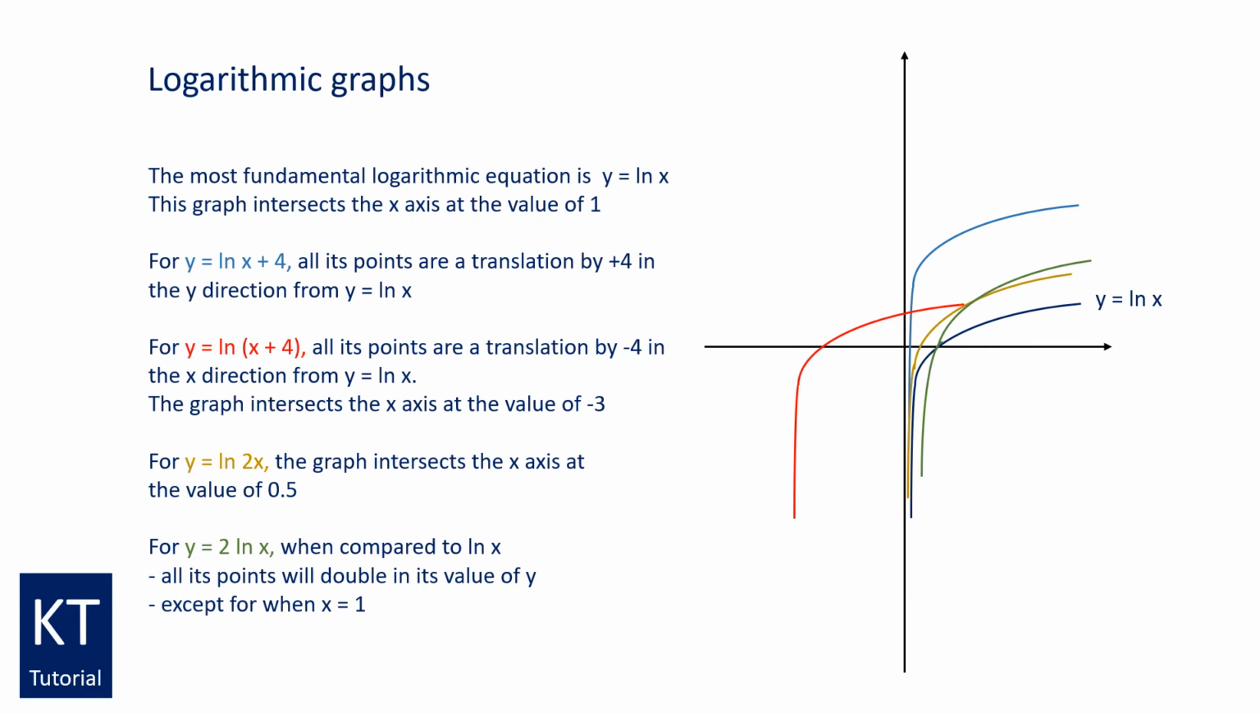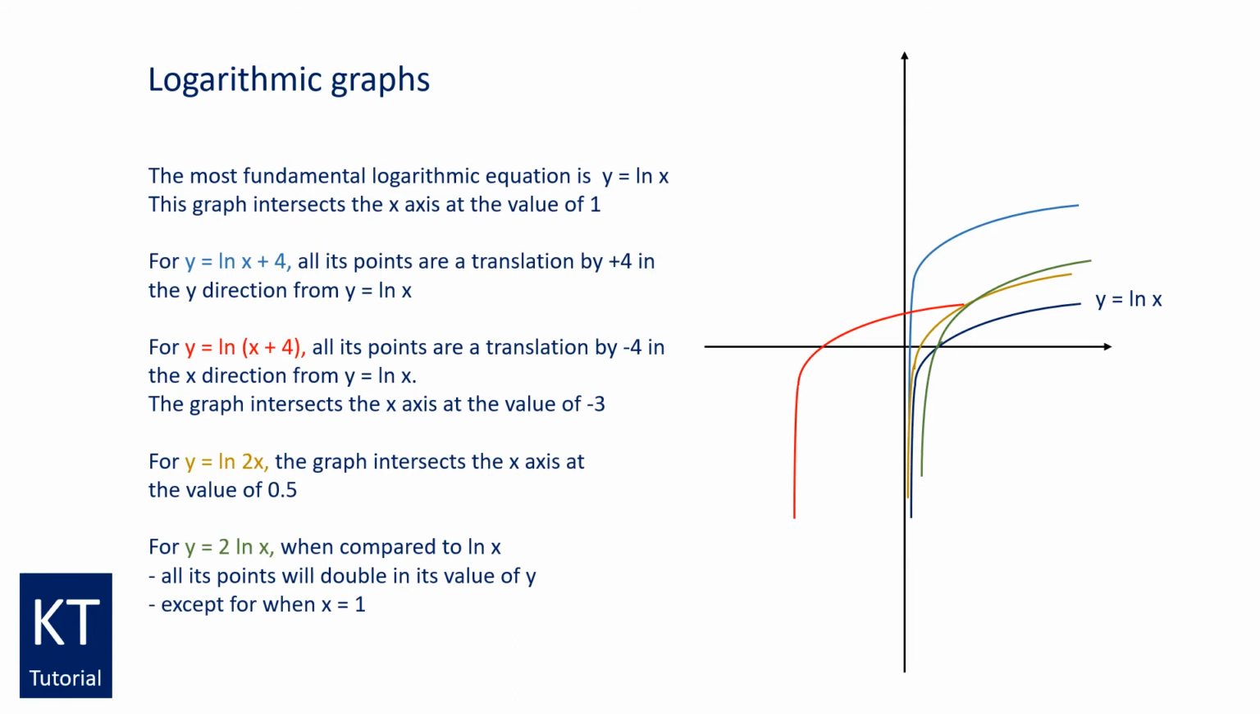The most fundamental logarithmic equation is y equals log of x, and this graph intersects the x-axis at the value of 1. For the blue graph, which is expressed as y equals log of x plus 4, all its points are a translation by plus 4 in the y direction from y equals log x.